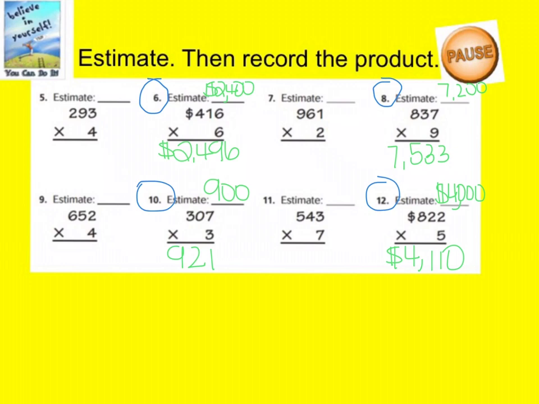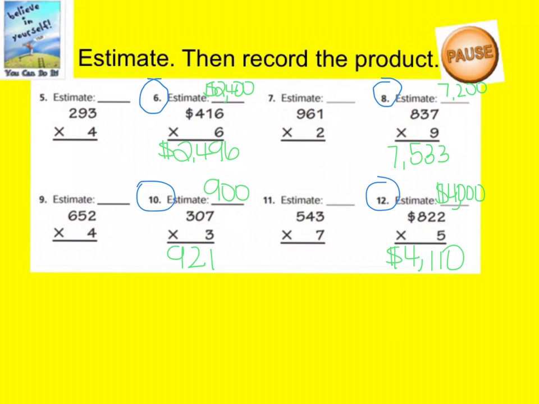All right, everybody, it's time to check our answers. Go ahead and check over your answers. Pause if you need to. If you need to pause me for a moment, you're welcome to. I also want to point out that your dollar signs are very important in number 6 and number 12, so go ahead and make sure those dollar signs are included in your answer. Whenever you're ready to move on, you can go ahead and push play.